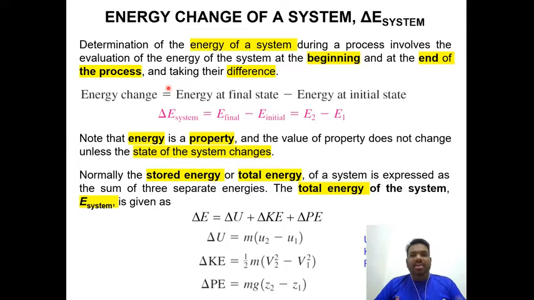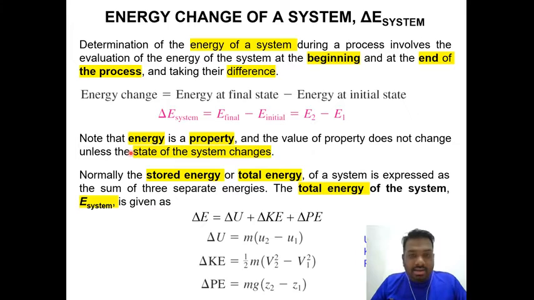So we have two states, the initial state and the final state. We want to check the energy difference from the initial state to the final state. The final state is always denoted with E2, and the initial state we always call E1. So the change in the energy of the system is E2 minus E1. We need to know that.